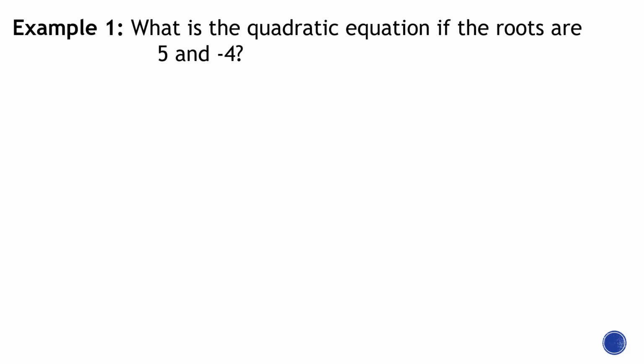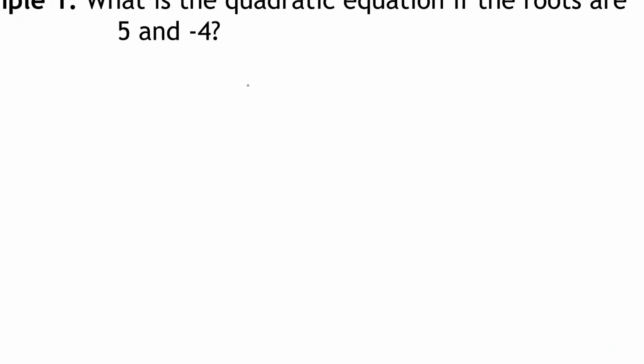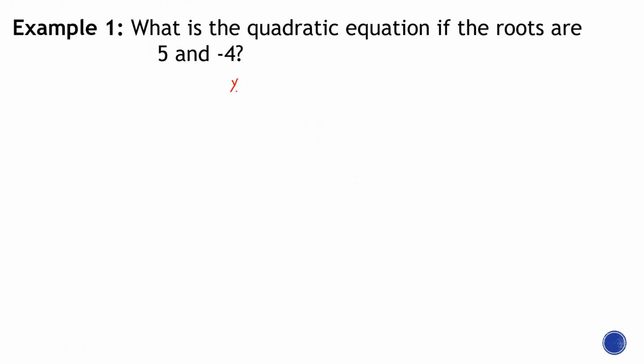So the first thing we will do is to create two binomials out of the given roots. Since we have x equals 5 and x equals -4, we will first create two binomials out of these two. So x equals 5 is x minus 5 as our binomial. You just need to consider the opposite of 5. And since we have x equals -4, that means it's x plus 4, right? X plus 4.